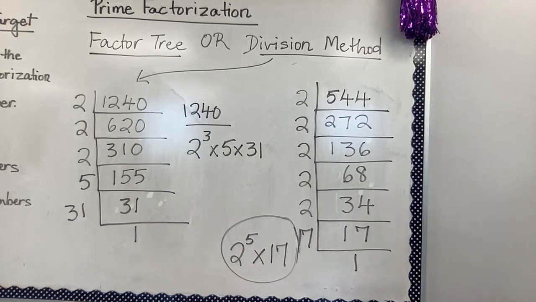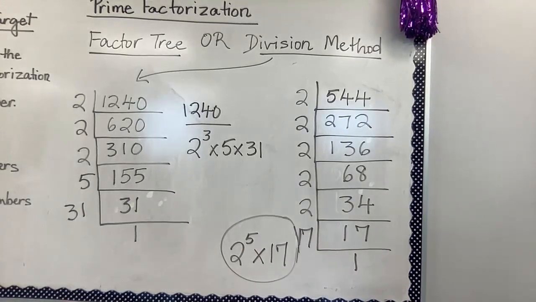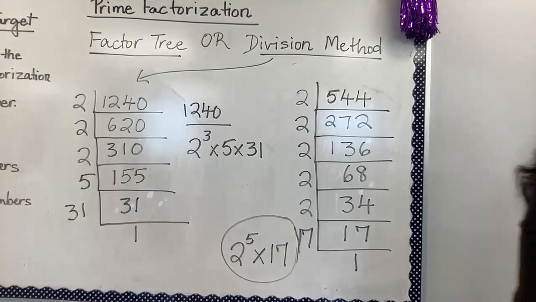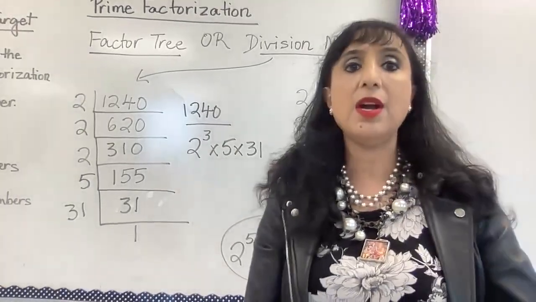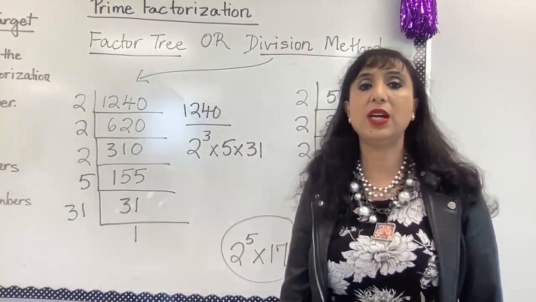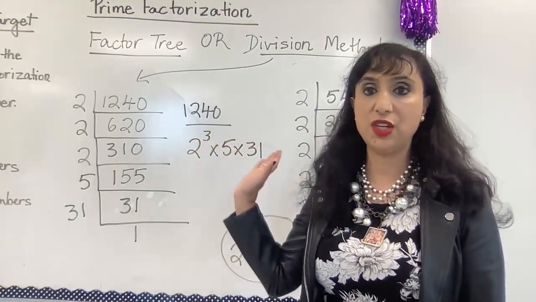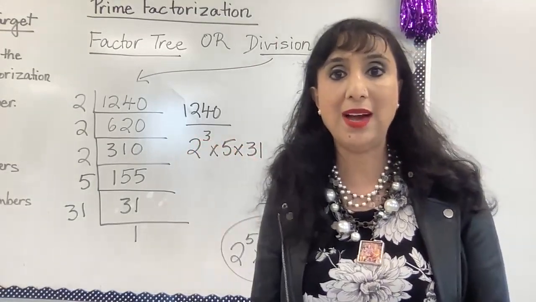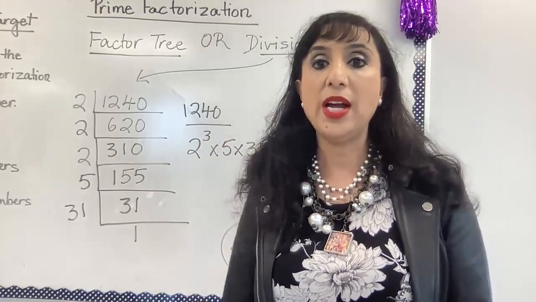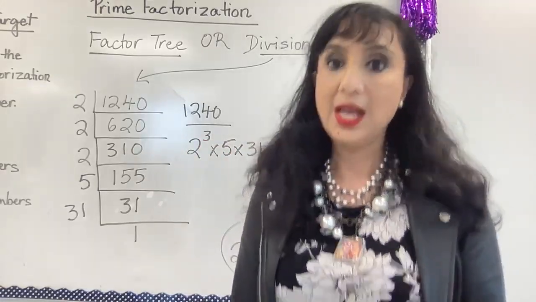So what are the two different methods to find the prime factors of a number? Here are the two methods over here. You can do the factor tree method, or you can use the division method. You're breaking down a composite number to the product of its prime numbers.